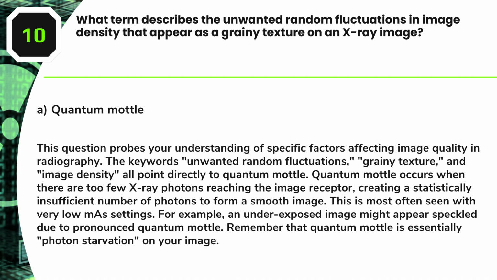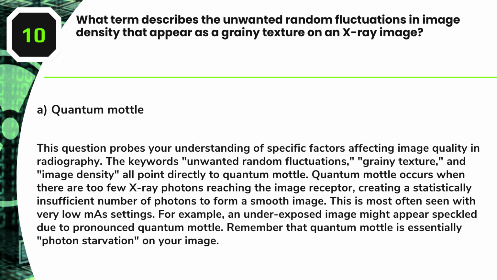Answer: A. Quantum model. This question probes your understanding of specific factors affecting image quality in radiography. The keywords unwanted random fluctuations, grainy texture, and image density all point directly to quantum model. Quantum model occurs when there are too few X-ray photons reaching the image receptor, creating a statistically insufficient number of photons to form a smooth image.